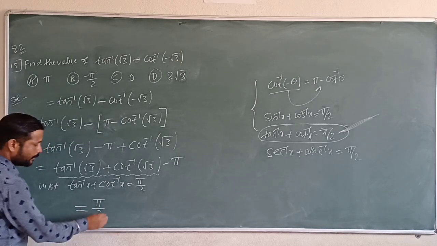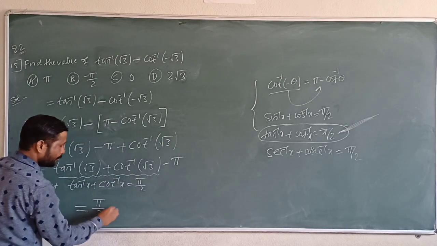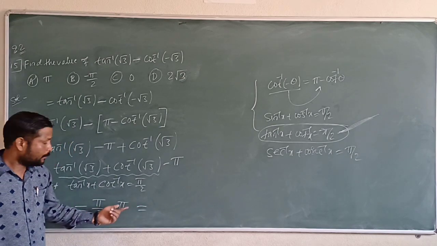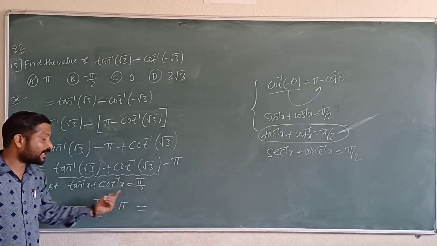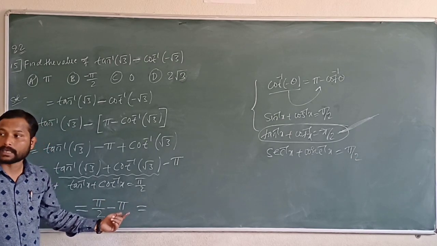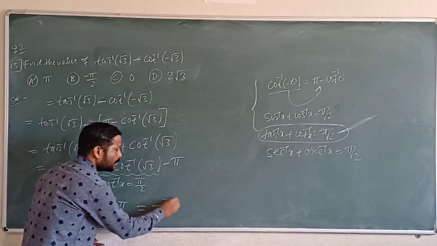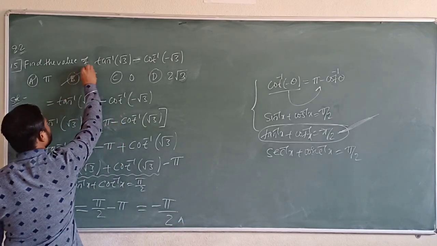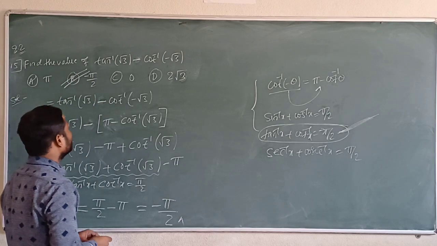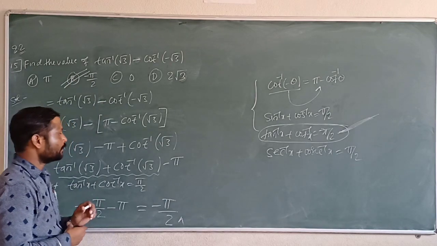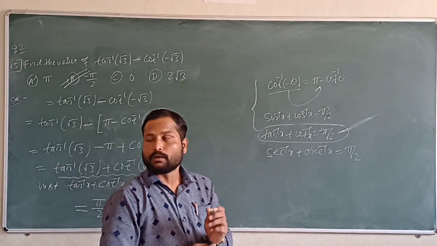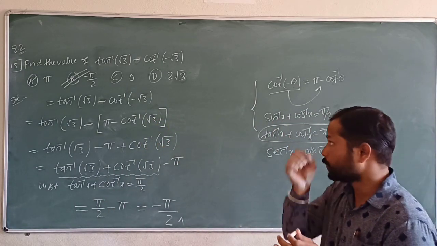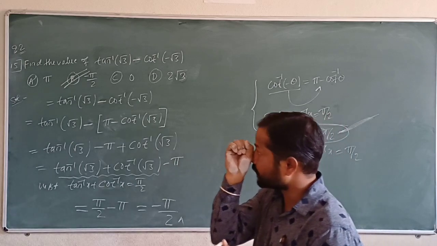Pi by 2, minus the remaining value pi. See here, pi by 2 means 90 degrees, pi means 180 degrees. 90 minus 180 is minus 90, meaning minus pi by 2 is the answer. That is option D, the correct answer: minus pi by 2. Okay, now exercise 2.2 is completed, and the inverse trigonometric function topic is also completed. Thank you.